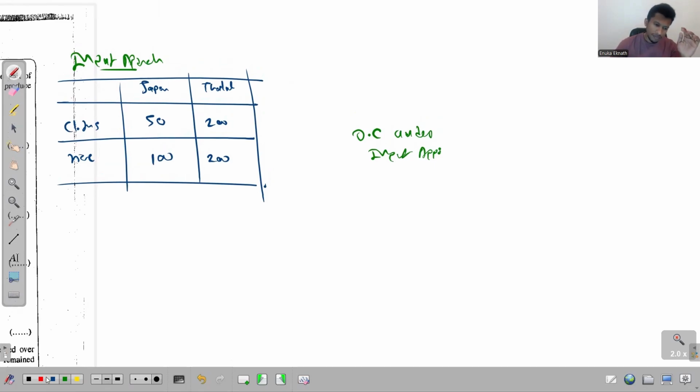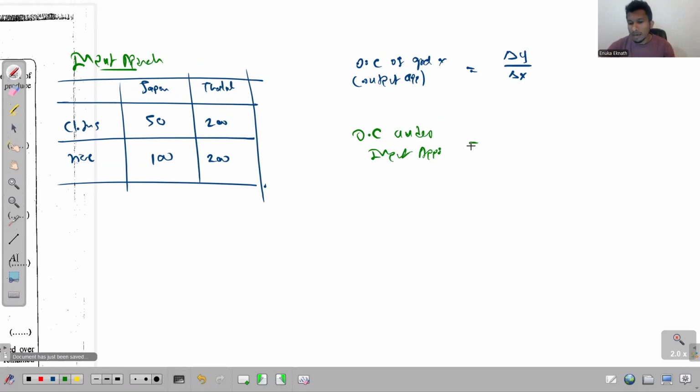So normally, if you get the output, how do we find the opportunity cost of good X? This is under the output approach, right? Under the output approach, if you are calculating the opportunity cost of good X, you use this equation, delta Y divided by delta X. This is the equation under the output approach. But under the input approach, what do we take? We take the reciprocal of the previous equation to calculate this opportunity cost.